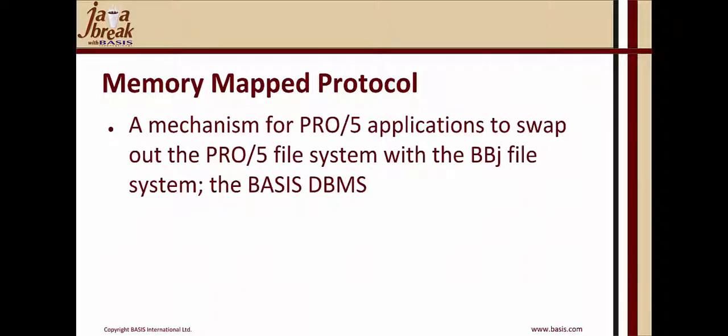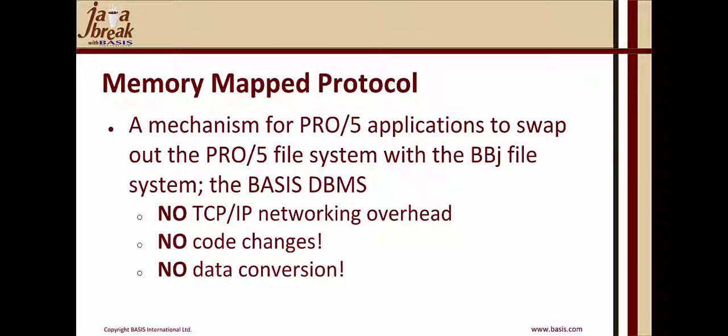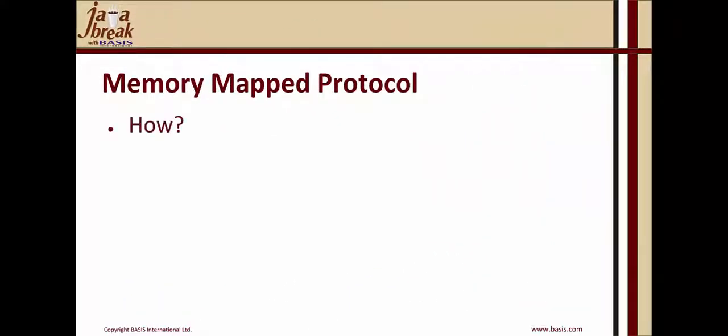The memory map file protocol is a mechanism for Pro5 applications to swap out the Pro5 file system with the BBJ file system, the Basis DBMS. There's no TCP/IP networking overhead required. There's no code change required to your application code whatsoever, and no data conversion required. How do we do that?